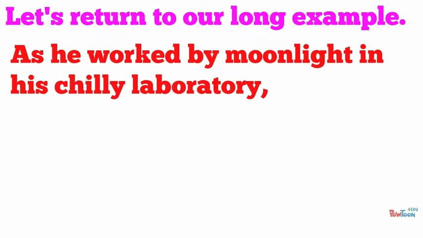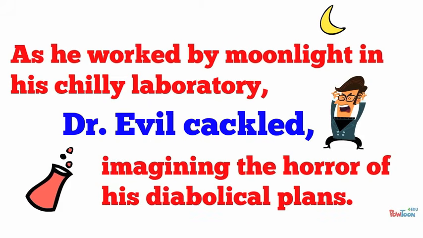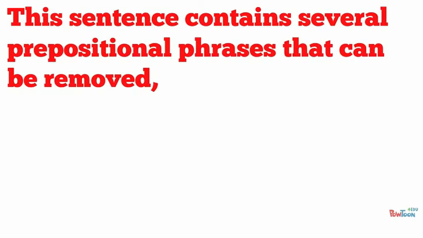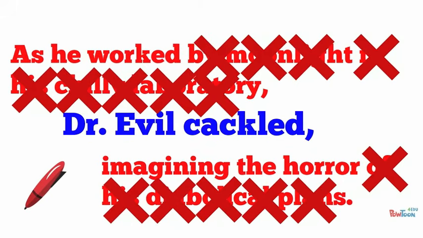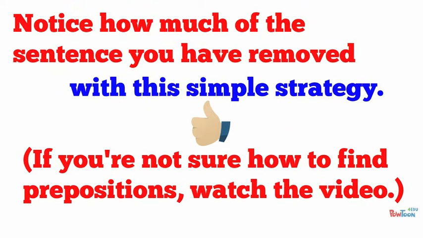Let's return to our long example. As he worked by moonlight in his chilly laboratory, Dr. Evil cackled, imagining the horror of his diabolical plans. This sentence contains several prepositional phrases that can be removed, which will more clearly show you the core of the sentence. Notice how much of the sentence you have removed with this simple strategy. If you're not sure how to find the prepositions, watch the video.